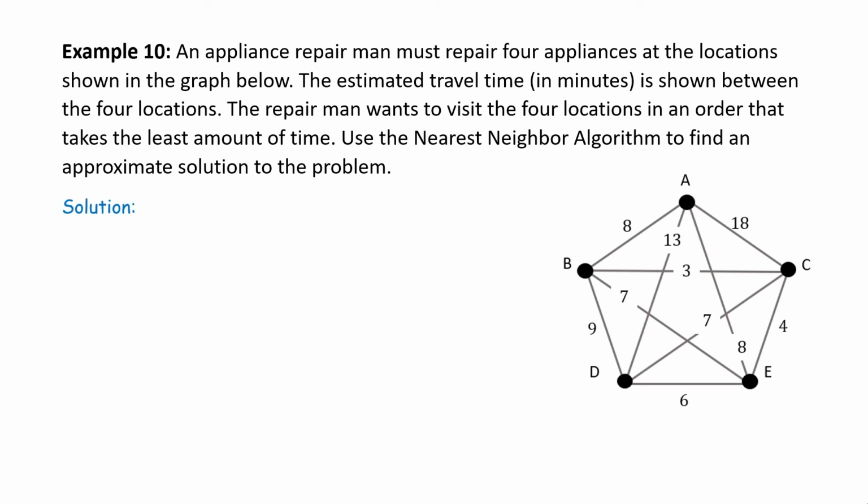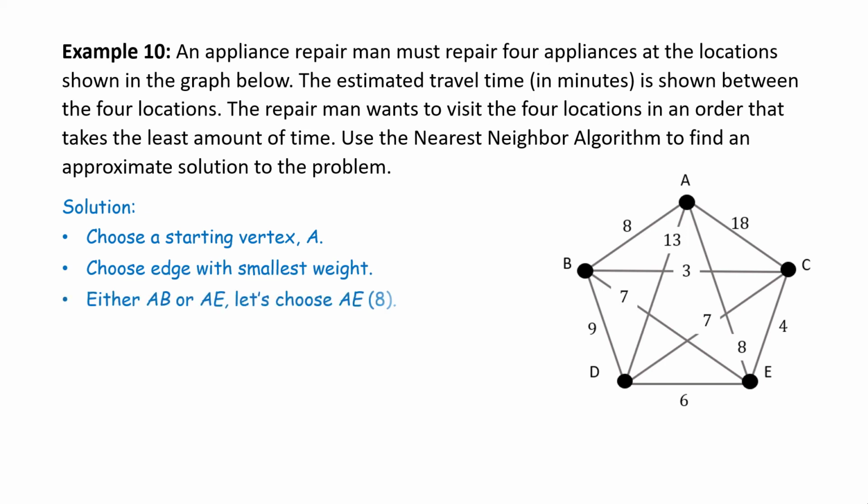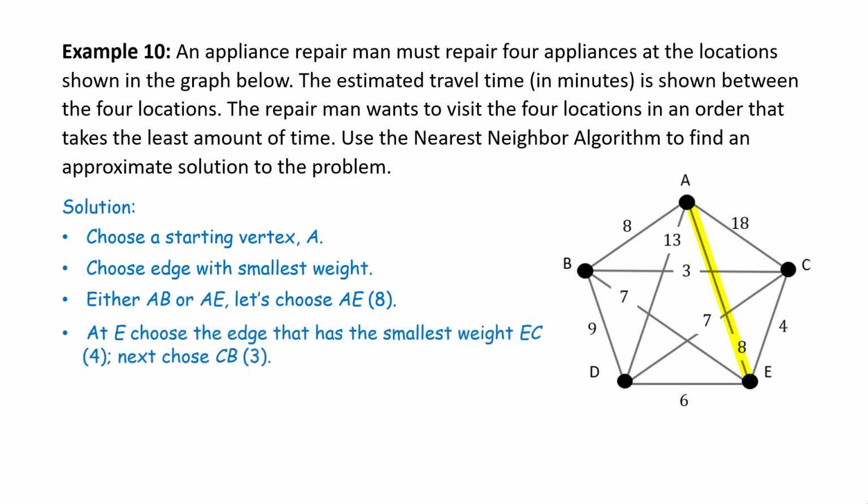We need to choose a starting vertex, so I'll choose A. Next, choose edge with the smallest weight. That's either AB or AE. Let's choose AE. The value is 8. At E, choose the edge that has the smallest weight. EC is 4. Next, choose CB at 3.